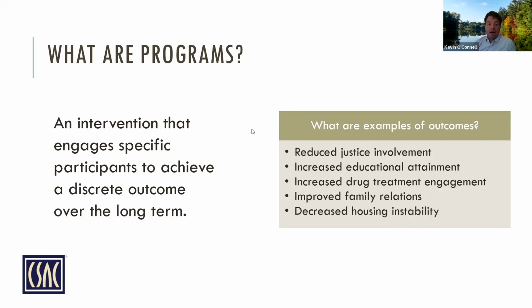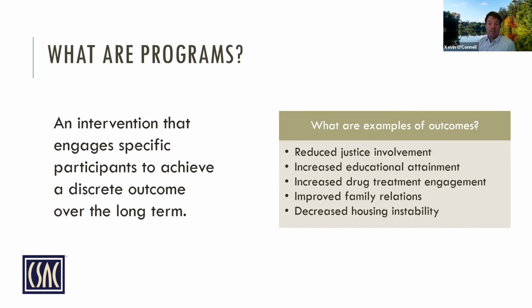So a couple of examples of outcomes, reduced justice involvement. This can be everything from fewer convictions, fewer jail bookings, fewer arrests, but really it's that reduced justice involvement as a way to say we want to reduce future crime involvement or recidivism. Increased educational attainment.